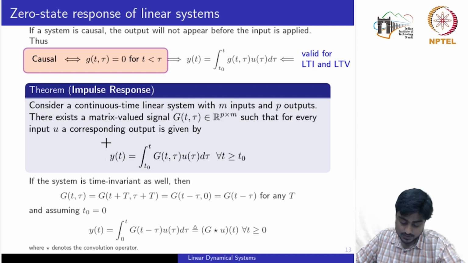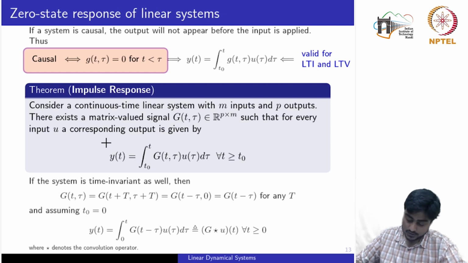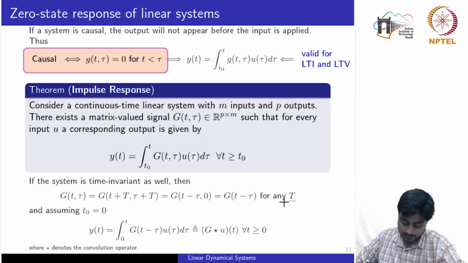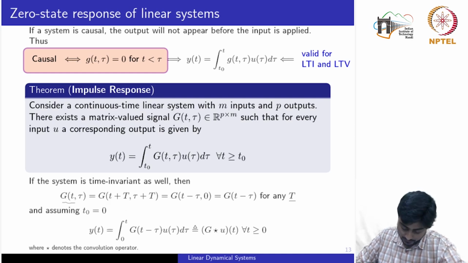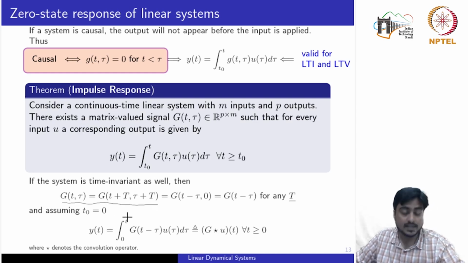Now if we impose the time invariant property, that if we shift the arguments of the function, t comma tau, by some constant capital T, then the behavior of the system should not change. So this first equation basically says that g of t comma tau should be equal to g of t plus capital T comma tau plus capital T. Since the system is time invariant, this third equality is also satisfied.